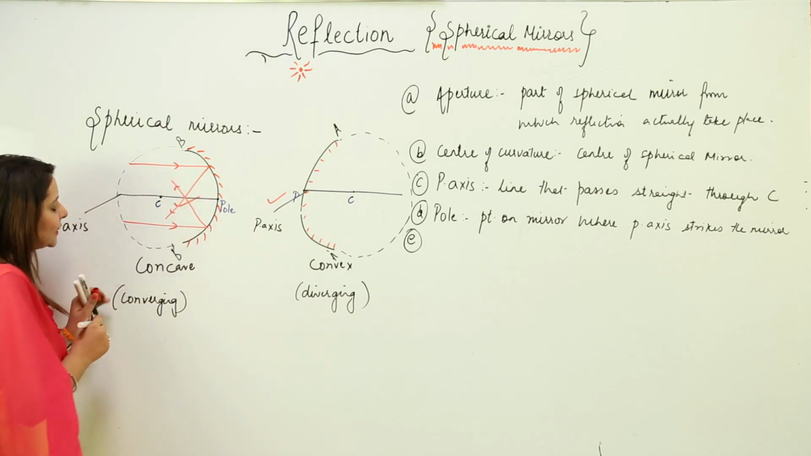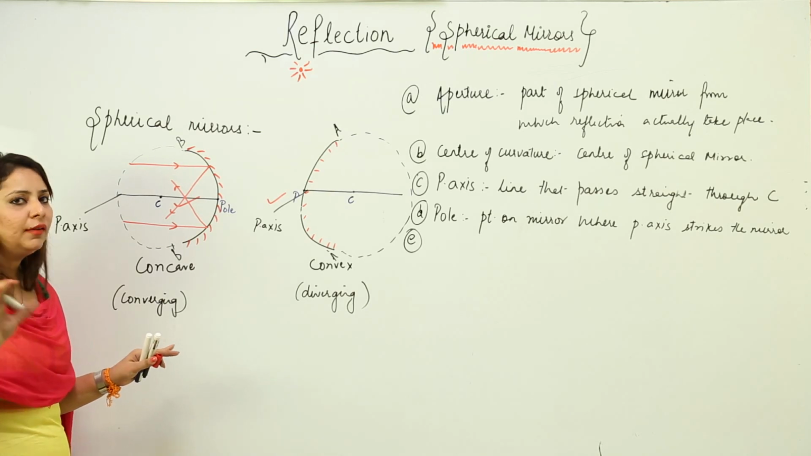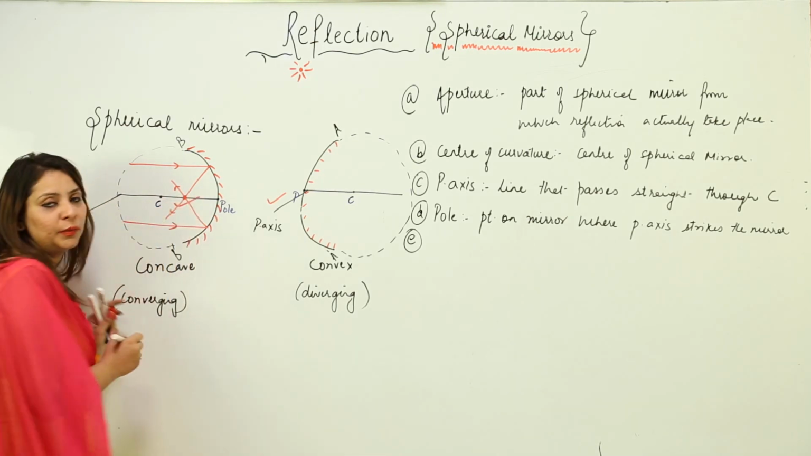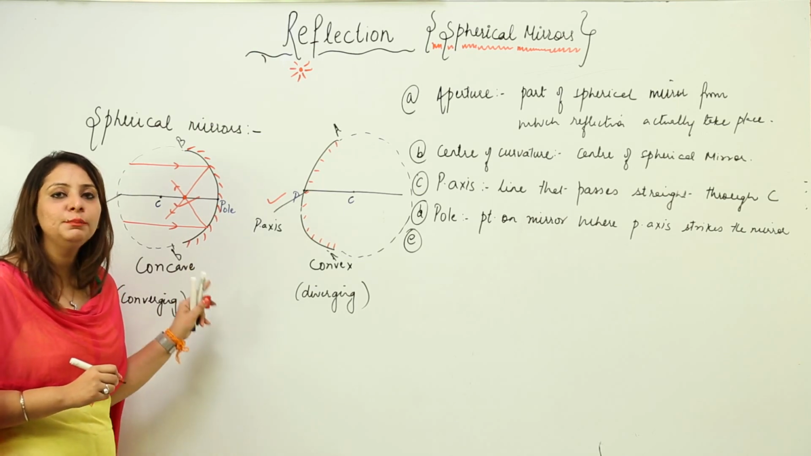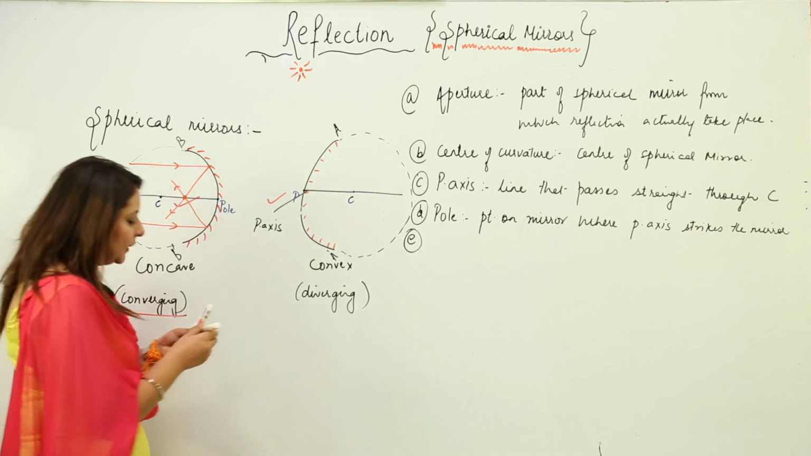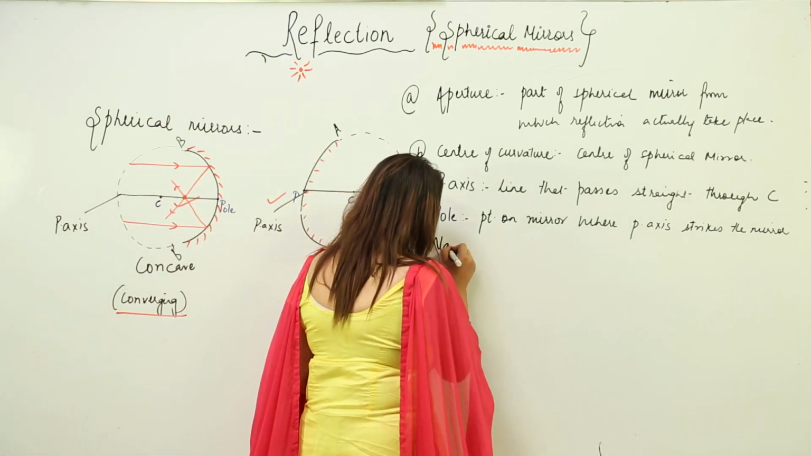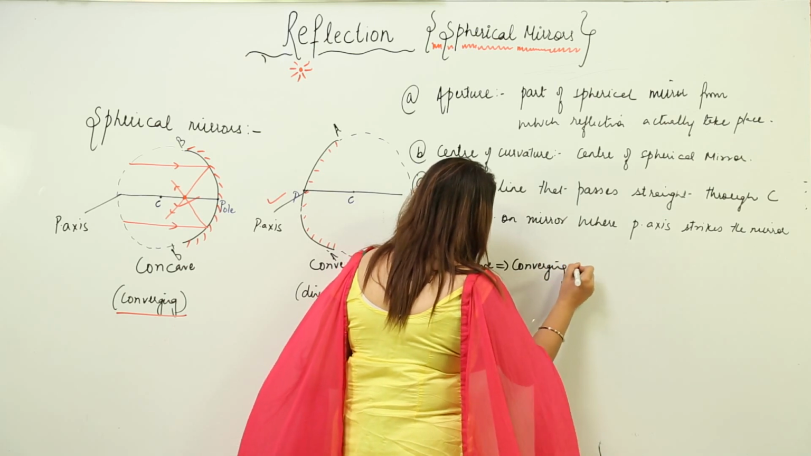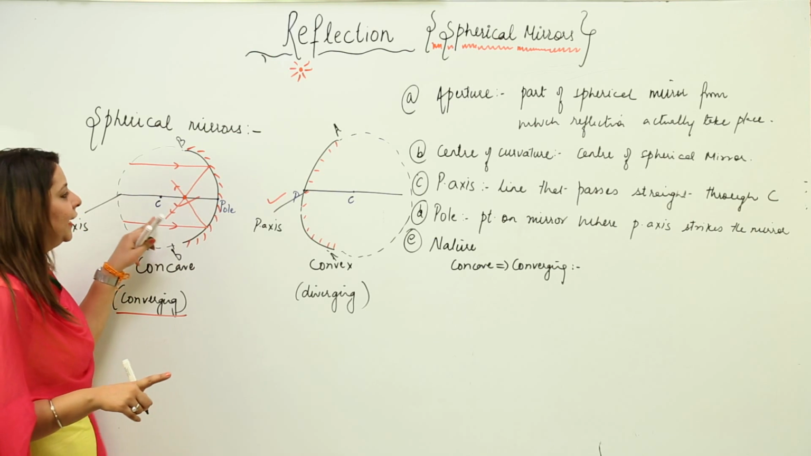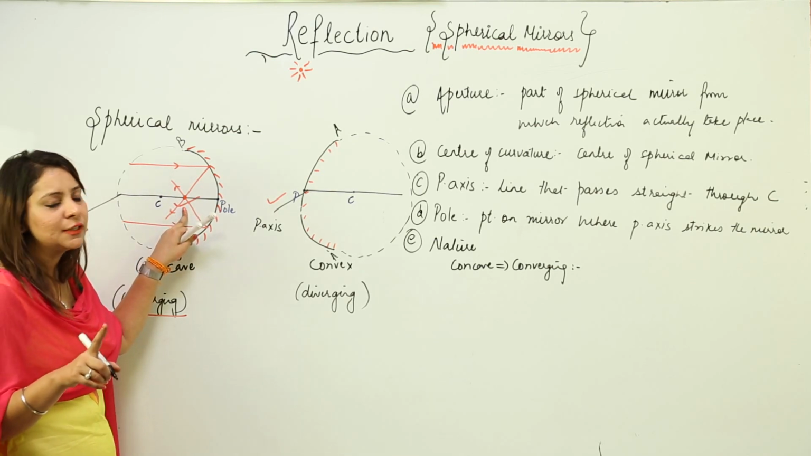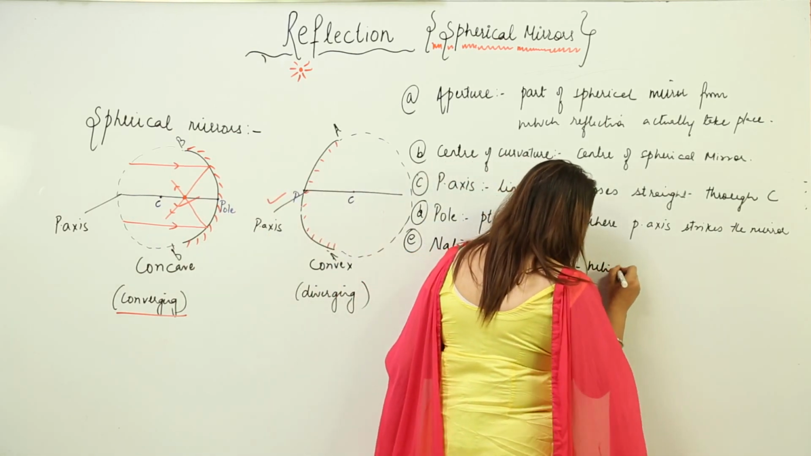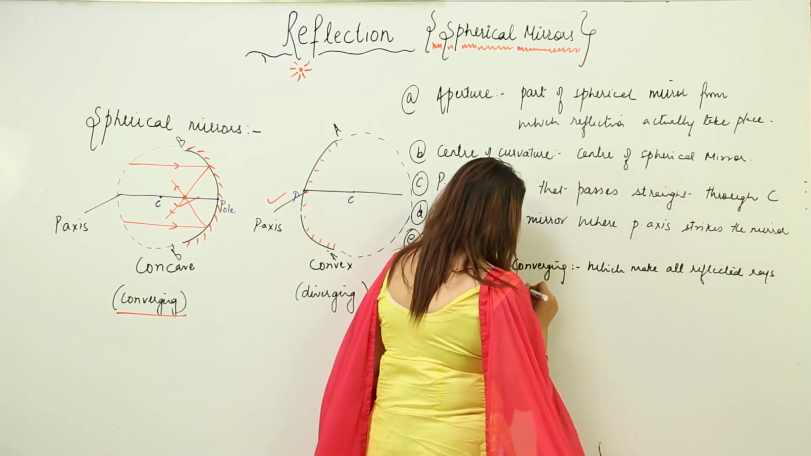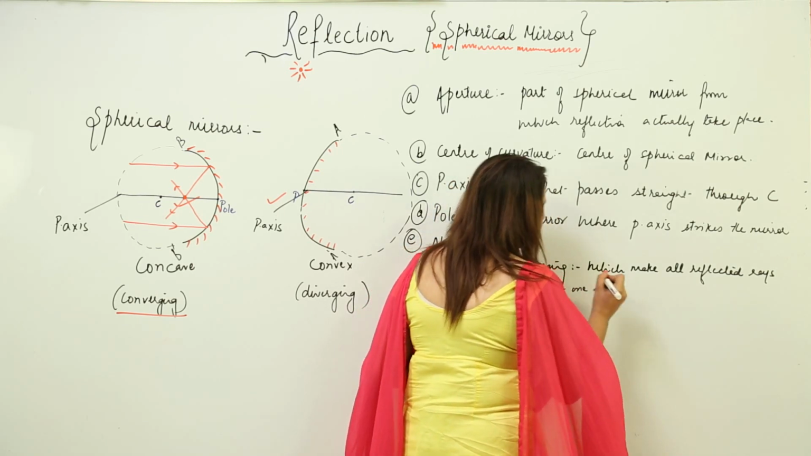Suppose there are so many rays which are falling on the concave mirror. Whenever they reflect back, they are going to meet at one point. This kind of mirror which makes all the reflected rays meet at a point is called a converging mirror. So if we talk about the nature, our concave mirror is a converging mirror. A converging mirror is that which makes all the reflected rays meet at one point.